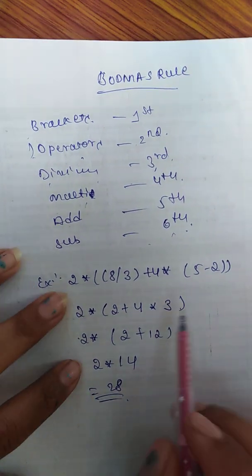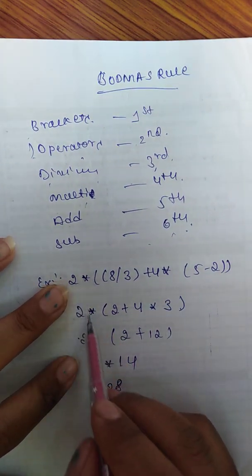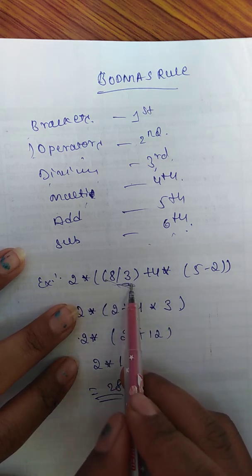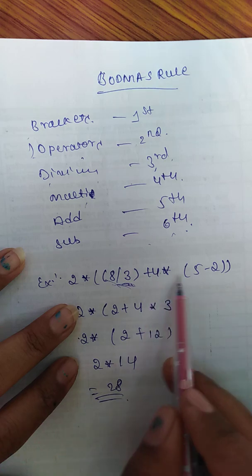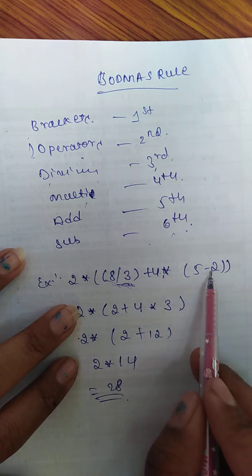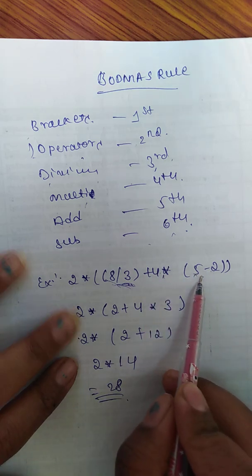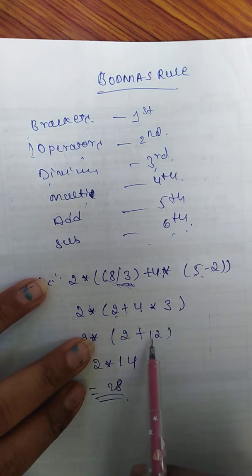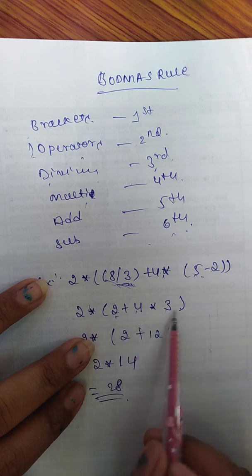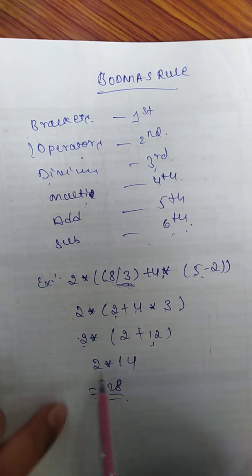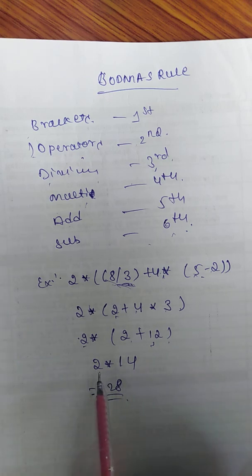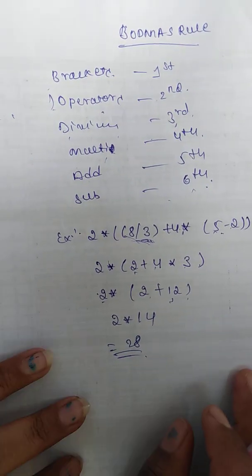It means first we can take a 2, then we can divide the value, then we can multiply the value. After that we can subtract the value, taking the same type. First we can write 4 into 3, 12, then 2 plus 12, 14, 2 into 14 is 28. I will write it.